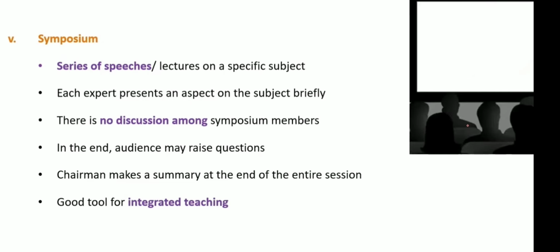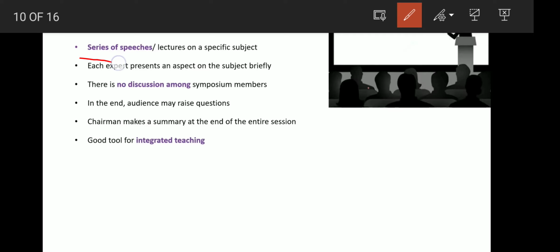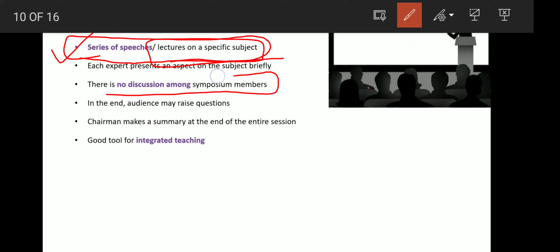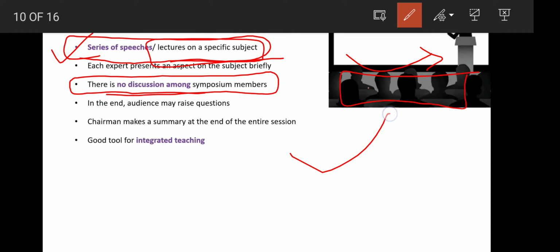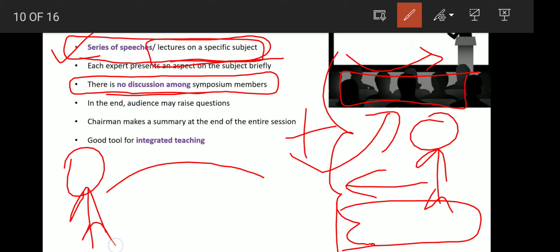So what is the main difference between symposium and panel discussion? In symposium, we have a series of speeches in a specific order. There is a series of speeches or lectures on a specific subject. And also there is no discussion among the symposium members. In a symposium, a person comes, gives his views, followed by another person, who explains his topic to the audience. So there is a series of speeches happening, and there is no discussion between the speakers.